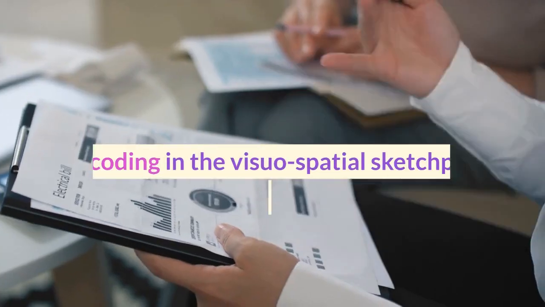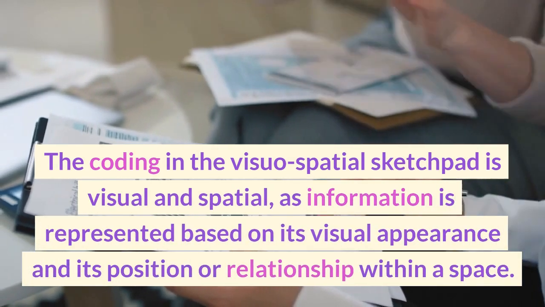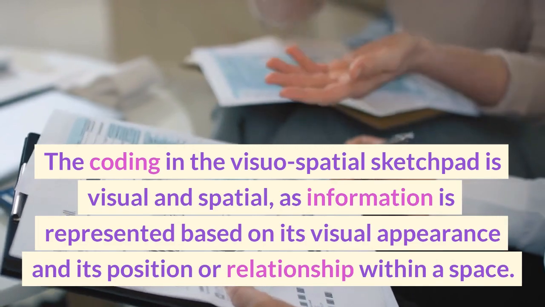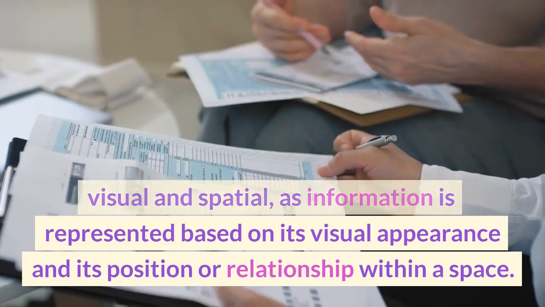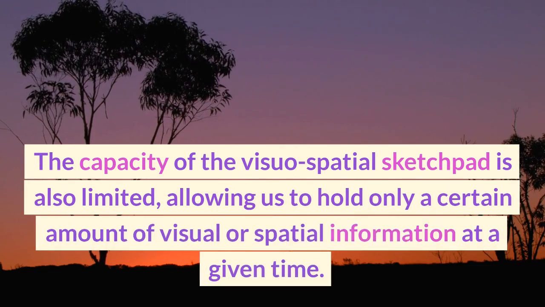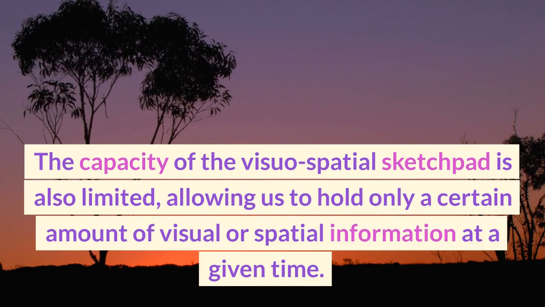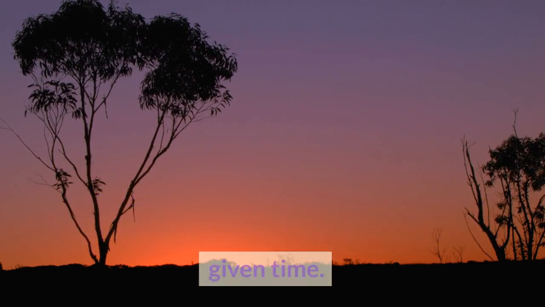The coding in the visuo-spatial sketchpad is visual and spatial, as information is represented based on its visual appearance and its position or relationship within a space. The capacity of the visuo-spatial sketchpad is also limited, allowing us to hold only a certain amount of visual or spatial information at a given time.